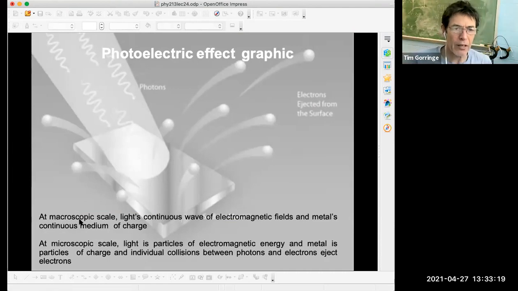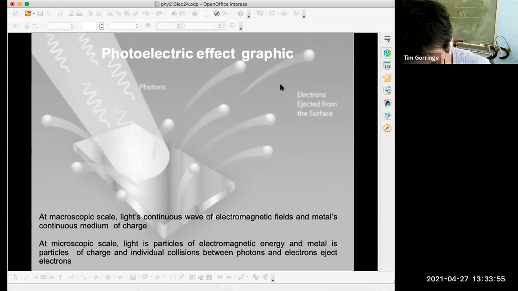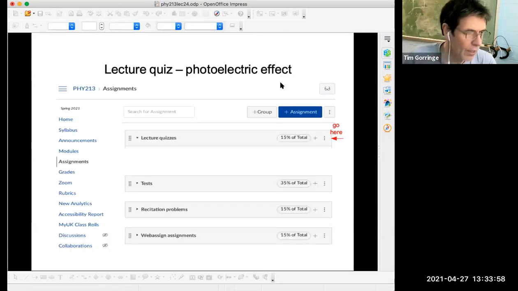So the way to picture the photoelectric effect is here. Macroscopically, we think of the light as a wave that's smoothly rolling into the metal, and the metal is a continuous distribution of electrical charge. Microscopically, that light is photons bombarding the metal, and the metal is a collection of electrons, and it's individual collisions between the photons and the electrons that may or may not eject individual electrons. Okay, time for a quiz.